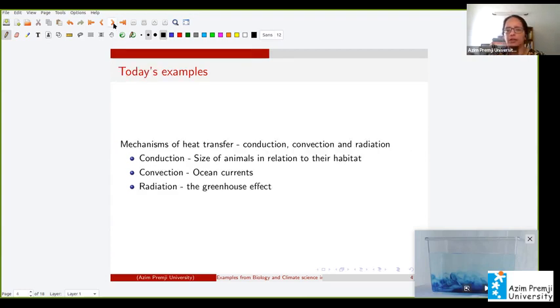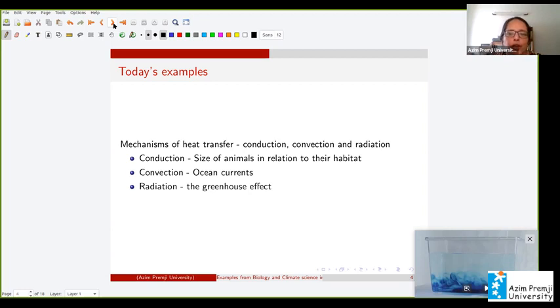So today's focus: there are so many examples, but I would be talking mainly about this theme, which is mechanisms of heat transfer. All of us know that there is a stock answer to this. What are the mechanisms of heat transfer? Three marks question, three answers: conduction, convection, and radiation.